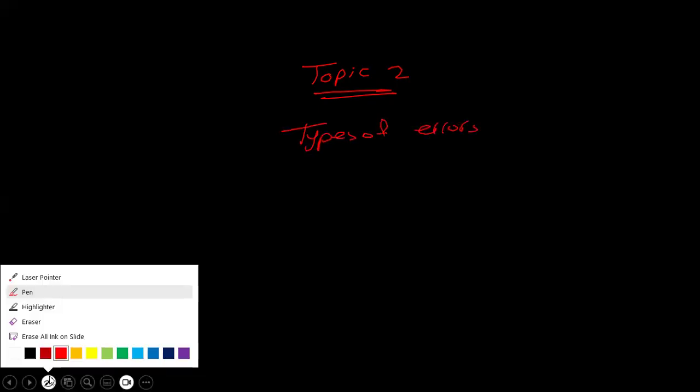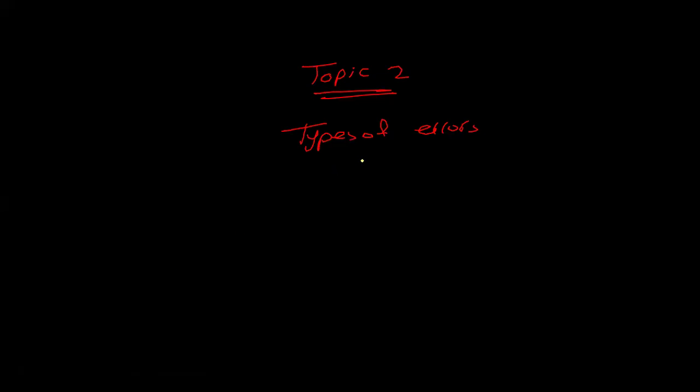Okay, in topic 2, we have to remember many things we explained. The first thing we have to remember is that we have different types of errors in programming. What are the types of errors? We have 3 types: syntax error, logic error, and runtime error.